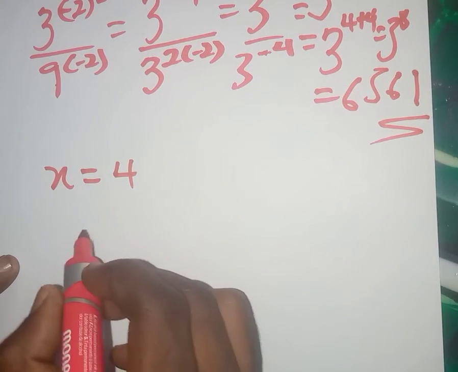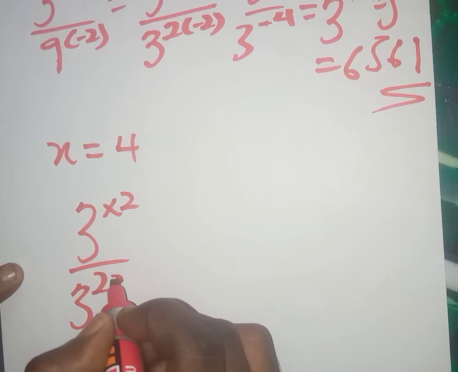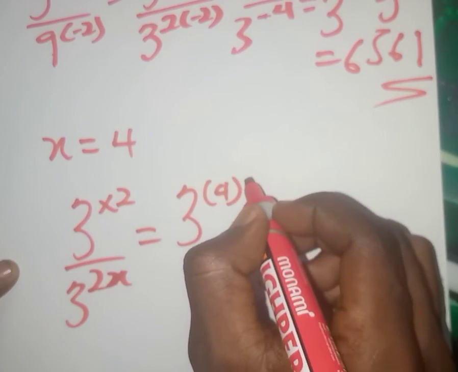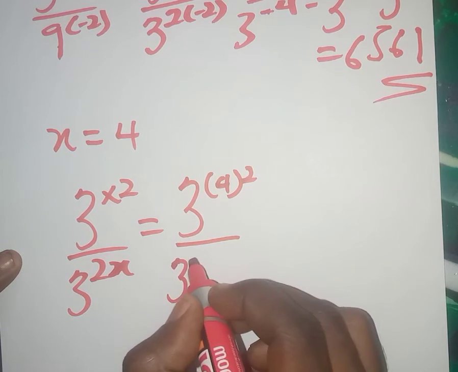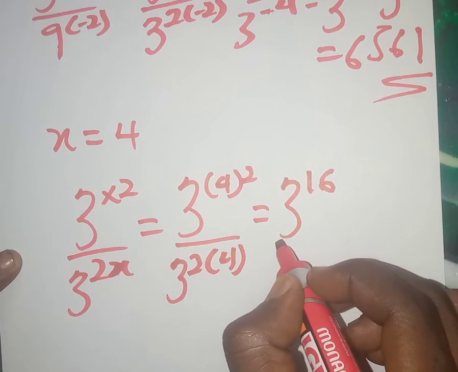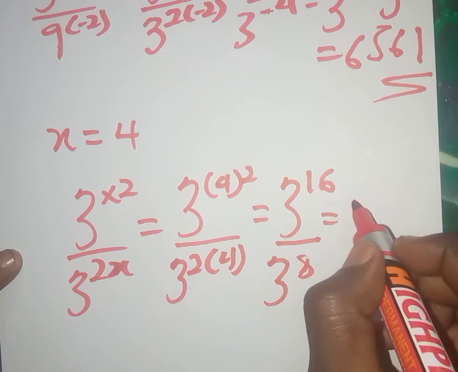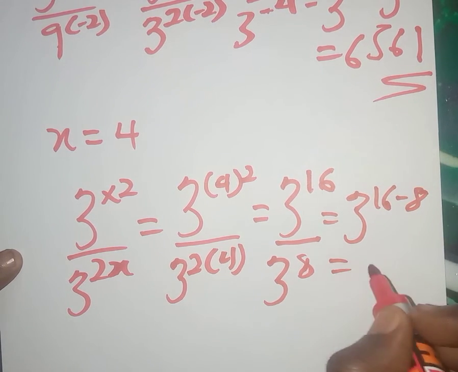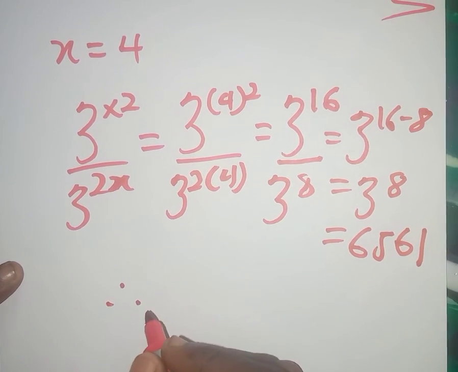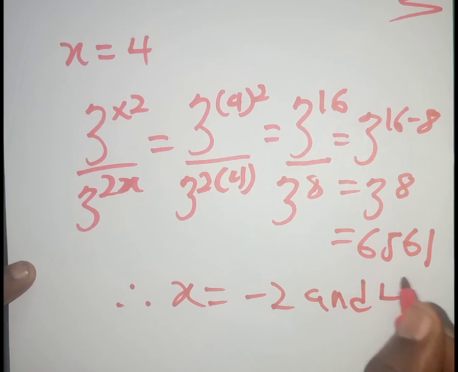Then let's check the other one, which is when x is equal to 4. We have 3 exponent x squared divided by, let me write 9 exponent x as 3 exponent 2x, and then solve this. Substituting 4, we have 3 exponent 4 squared divided by 3 exponent 2 times 4. This gives us 16 divided by 8 in the exponents. The bases are still the same, so we subtract the exponents: 16 minus 8 gives us 3 exponent 8, which is equal to 6561. Therefore we can conclude that the values of x are negative 2 and 4, as we have proved.